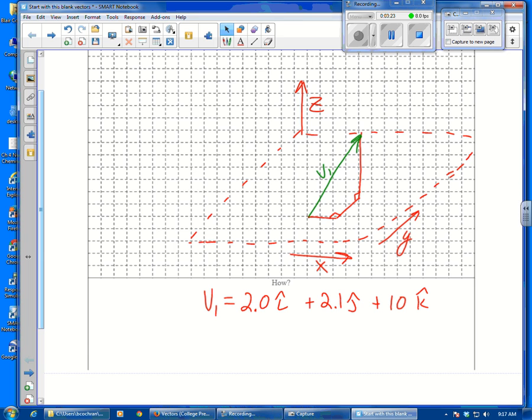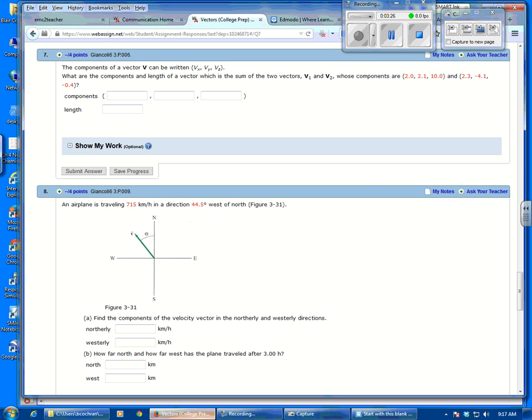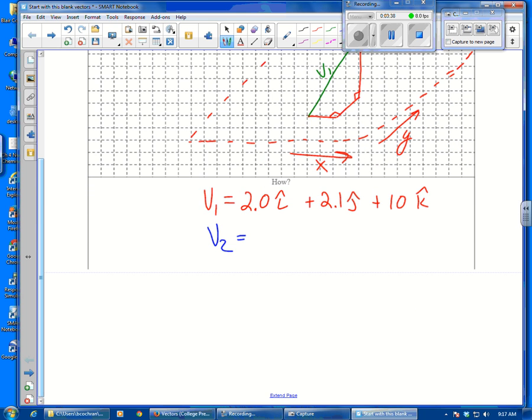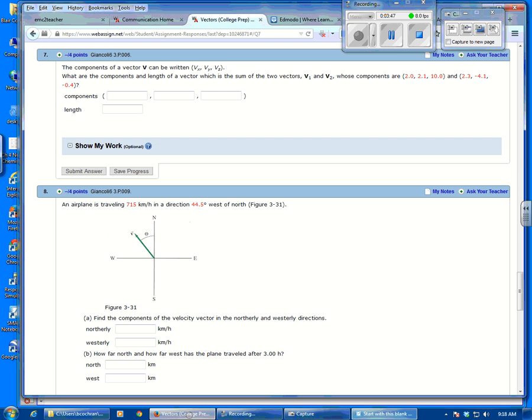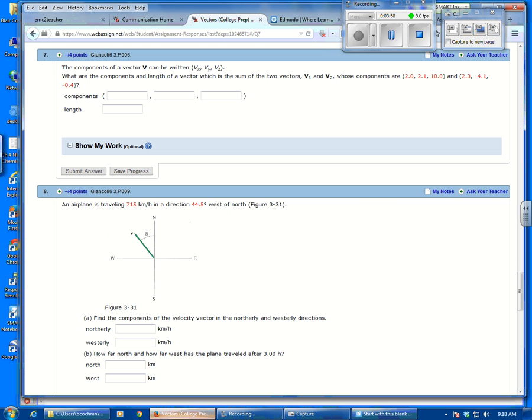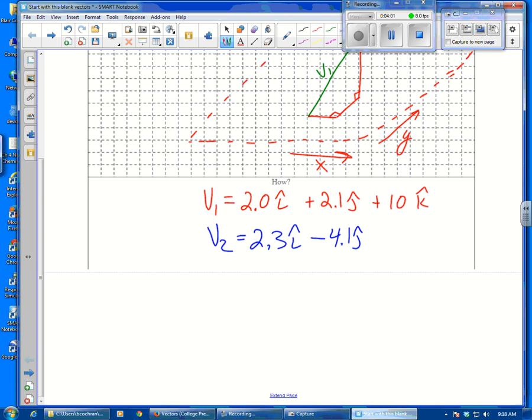And let me do v2. Let me see what my v2 is. 2.3, negative 4.1, and negative 0.4. So v2 is 2.3i minus, because it's a negative term there, 4.1j. Of course, I could put that as plus negative, right? We all know that's just minus. And then minus 0.4k.